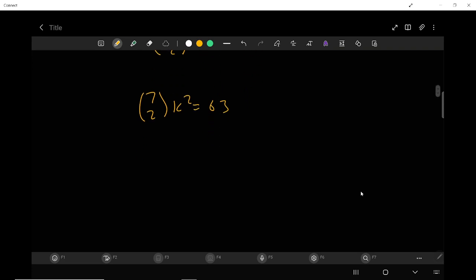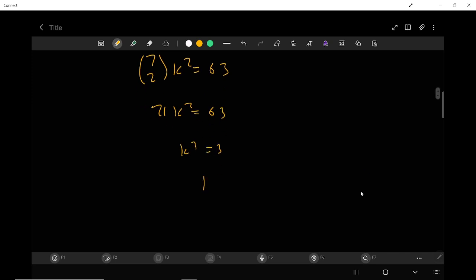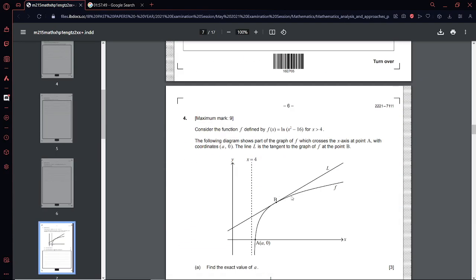7 choose 2, I'm pretty sure it's 21. 21 k squared equals 63. k squared equals 3. k equals plus or minus root 3. Next.